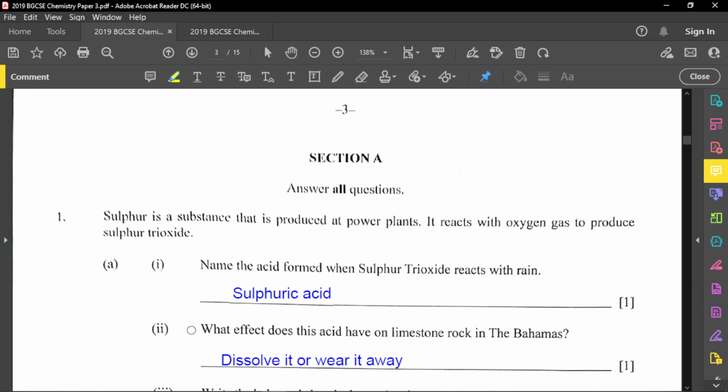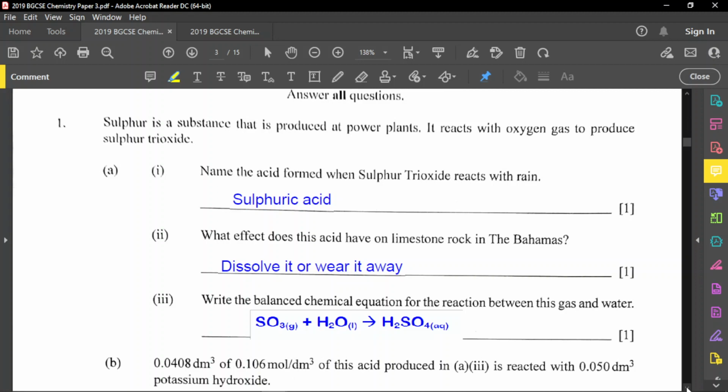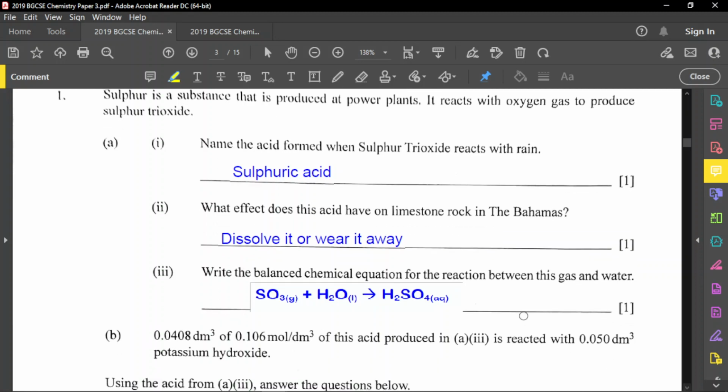All right. And so, it said, what effect does this acid have on limestone rocks in the Bahamas? And if you have sulfuric acid reacting with limestone, which is calcium carbonate, then it will cause a reaction and cause the rock to dissolve or to wear away. All right, so I'm just quickly providing the answers to make it quicker.